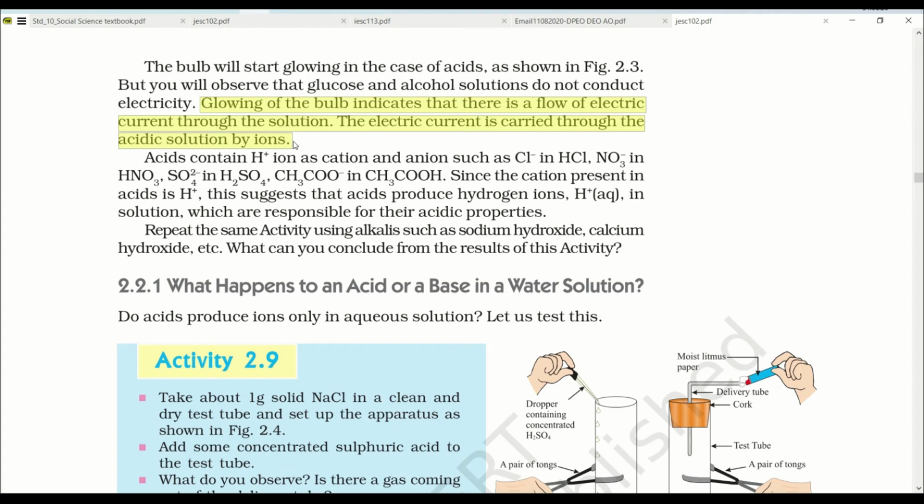Because it releases ions. Which ions? Acid contains hydrogen ion as cation and anions such as chloride in hydrochloric acid, nitrate in nitric acid, sulfate in sulfuric acid, and CH3COO in acetic acid. Since the cation present in acids is hydrogen, this suggests that acids produce hydrogen ions in the solution, which are responsible for their acidic nature. So the acidic nature of an acid is due to the presence of hydrogen ions in any solution.